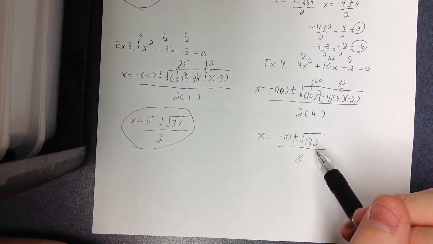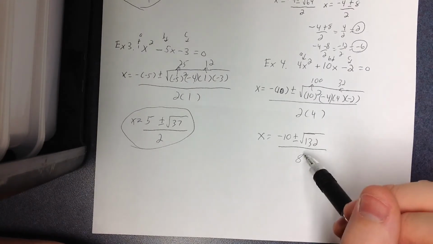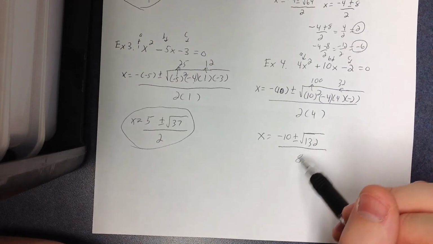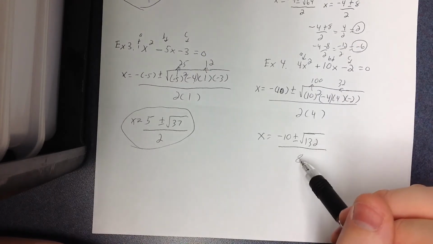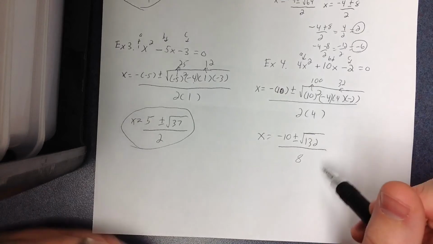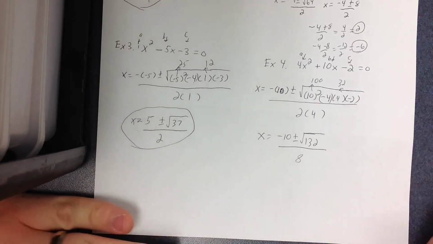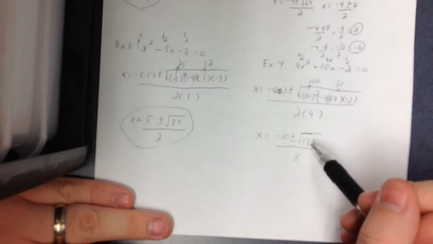Now, we're going to go ahead and leave it like this. Later on, you may have a teacher that talks about, or I may talk about, how to simplify radicals. But in general, a good rule of thumb is if you don't know what the square root of this is, just leave it.